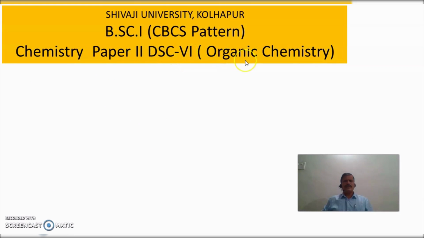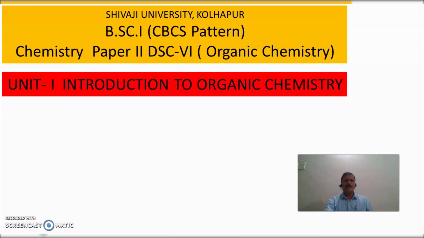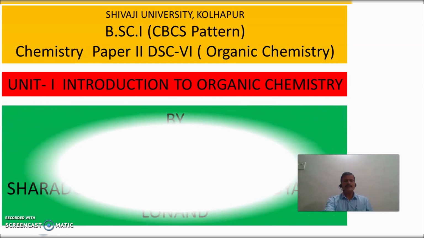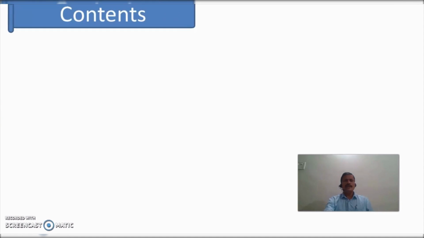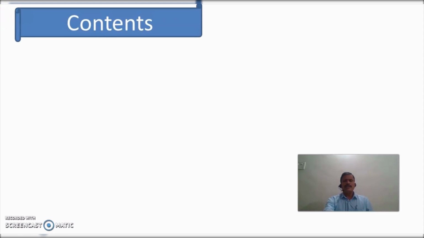Today we will discuss chemistry paper second, DSC 16 for semester 1, that is for organic chemistry, and we will start with unit number 1, that is introduction to organic chemistry. These are the contents of my presentation. We will begin with introduction to organic chemistry.